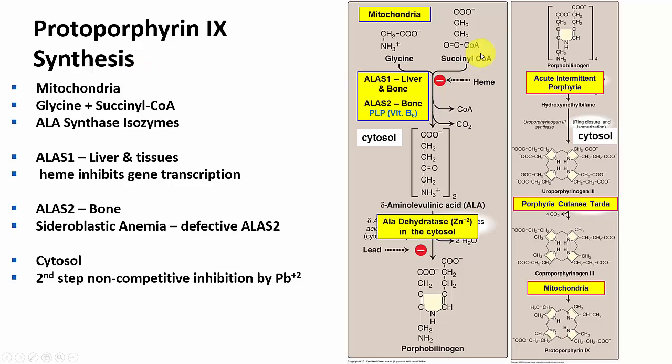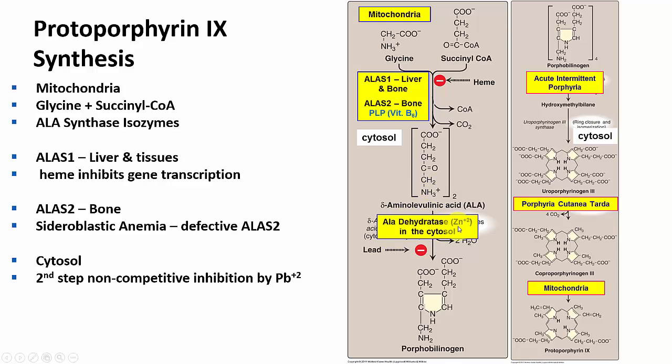Porphyrin 9 synthesis. Again, I said it starts out in the mitochondria, uses glycine and succinyl-CoA, two very common products, plenty of them. There are two aminolevulinic acid synthase enzymes, ALAS1 and ALAS2. ALAS1 is found in the liver and the bone. ALAS2 is only in the bone. Both of them use pyridoxal phosphate or vitamin B6 to do this process, and they produce CO2 as a byproduct to make delta-aminolevulinic acid.